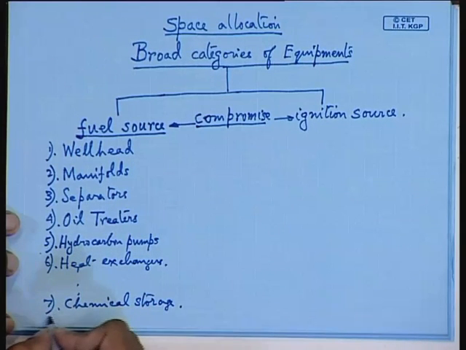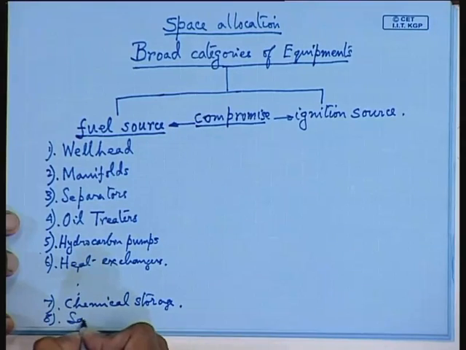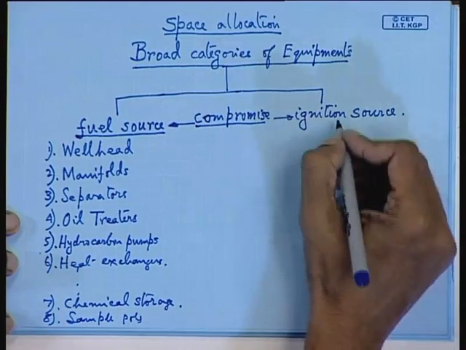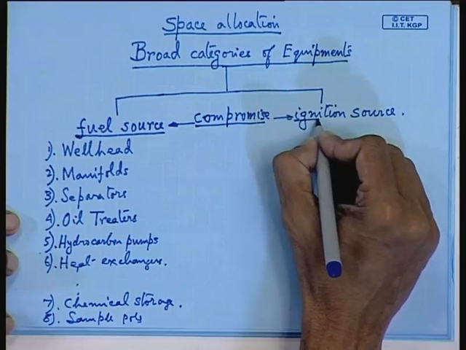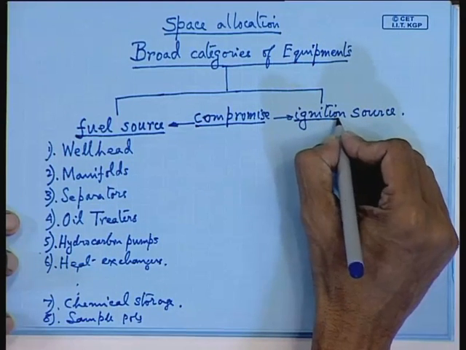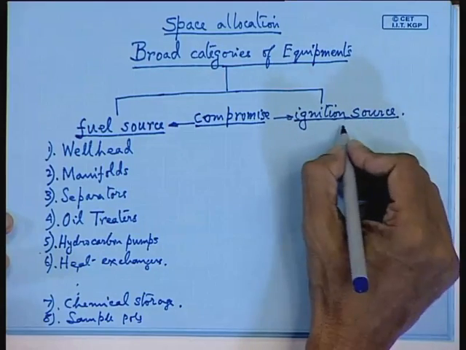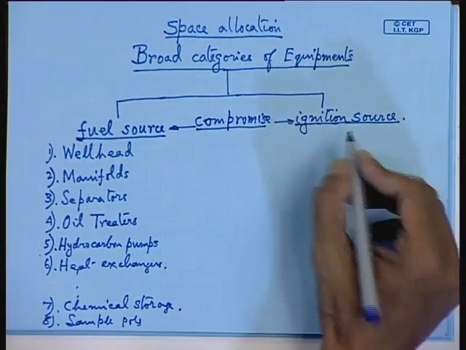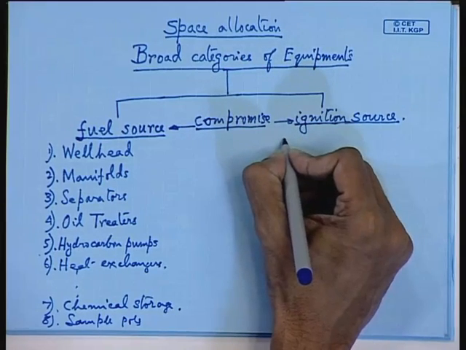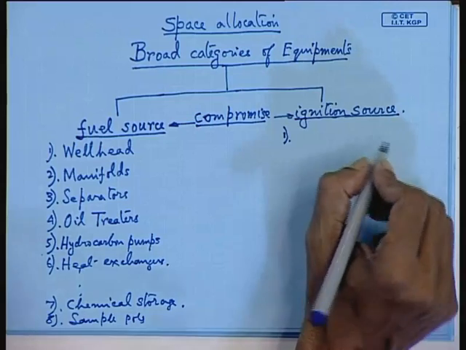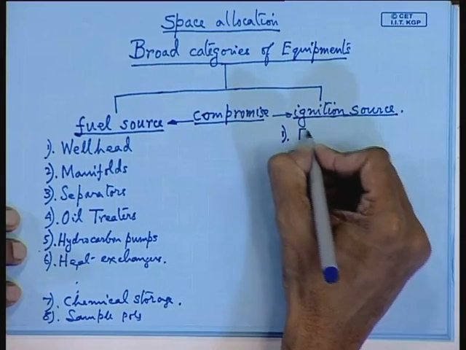And sample pots. And under this ignition source, that means these are sources which will catch fire. That means there should be what? Ignition source is a potential source of sparking or flash point. So, this first one is fired vessels.